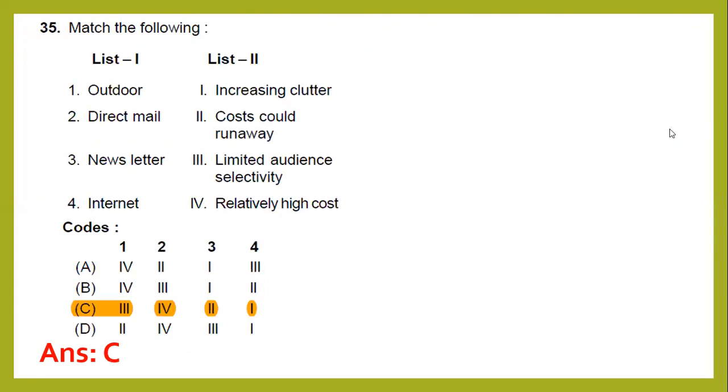Match the following. So outdoor is related to limited audience selectivity. Direct mail is related to relatively high cost. Newsletter cost could run away, and the internet increasing clutter. So this is how it is related. So the correct option for 35th question is C.